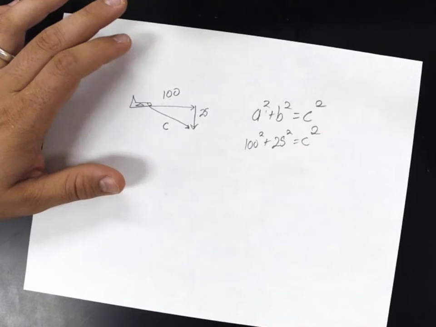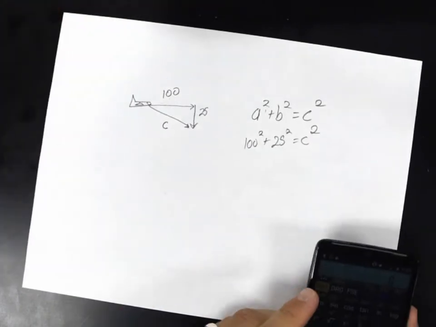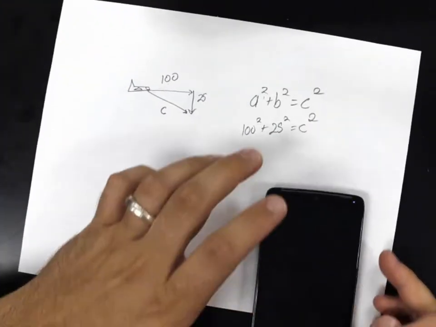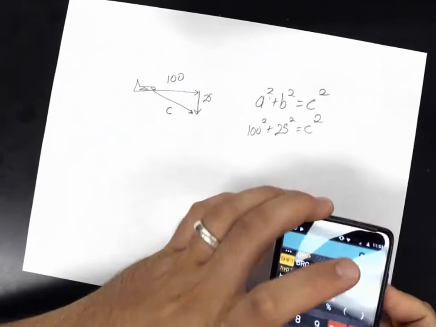And there's A and B there. 100 squared plus 25 squared equals c squared. Now this is going to be a big old number, so I'm going to do it on the calculator so you believe me. Oh, no, my phone turned off right at the last second. Oh, there it is.